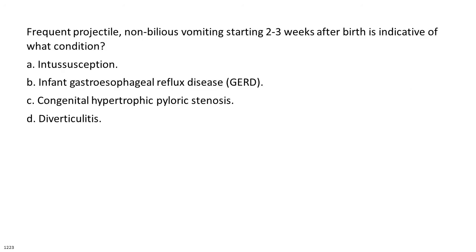Frequent projectile, non-bilious vomiting starting 2 to 3 weeks after birth is indicative of what condition? A. Intussusception. B. Infant gastroesophageal reflux disease, GERD. C. Congenital hypertrophic pyloric stenosis. D. Diverticulitis.